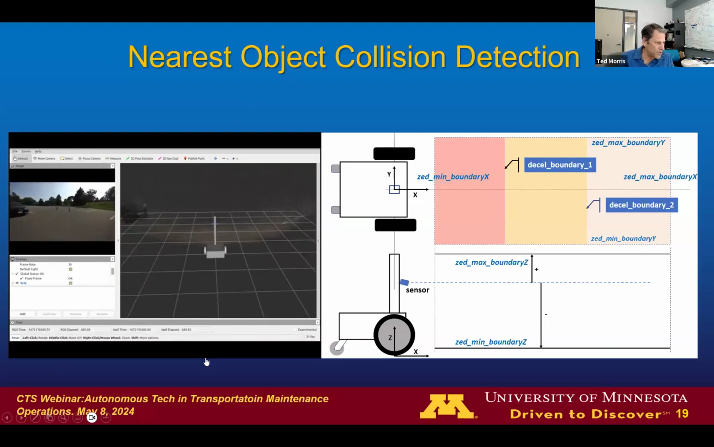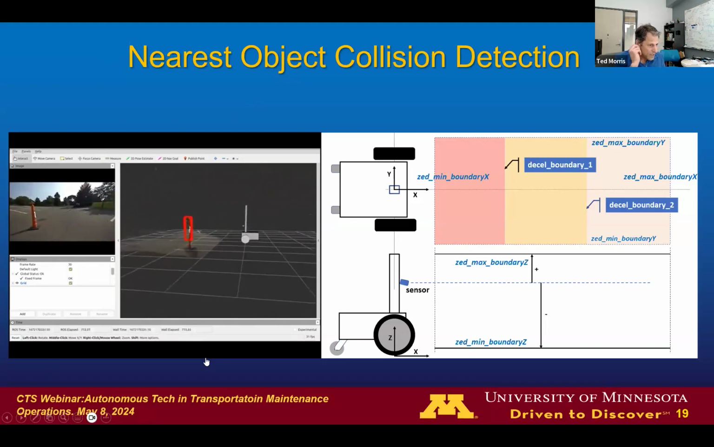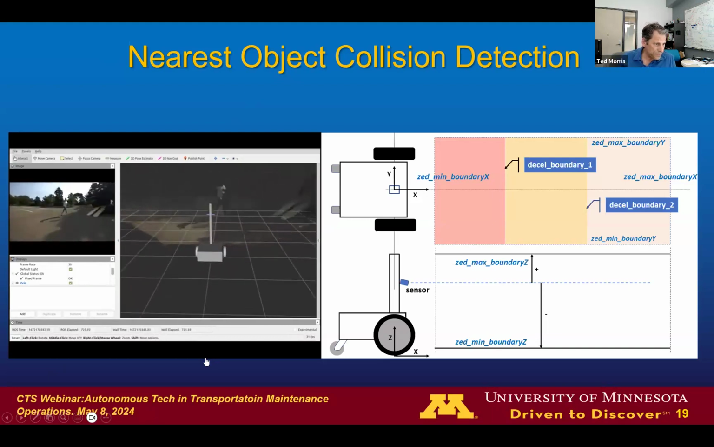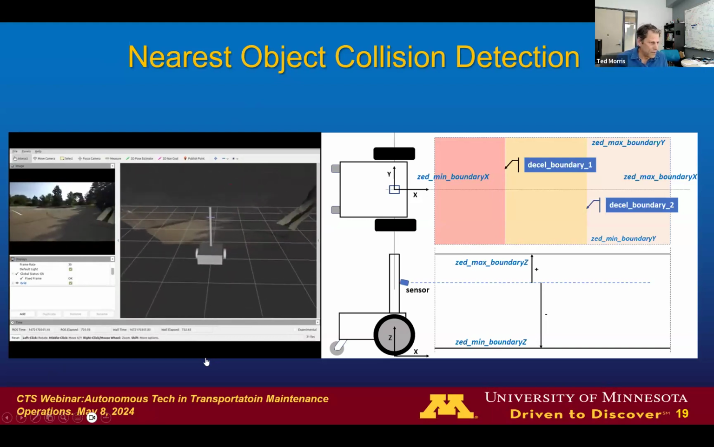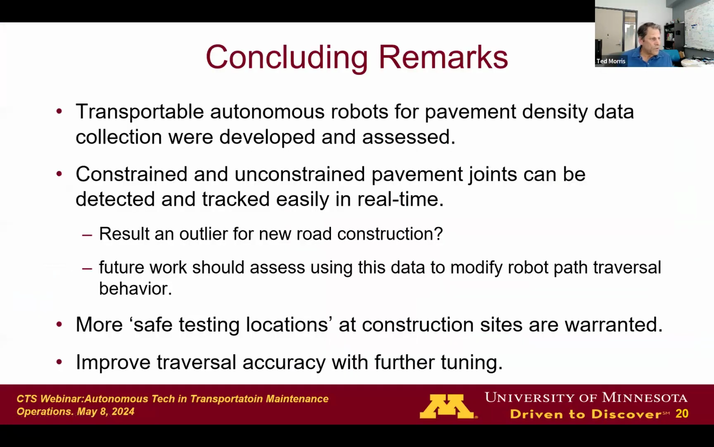Again, there's just more explanation in the report, but this is just the general idea. It turned out the best sensor in our case, with the hardware we had, was a Z camera, and extracting the perceptual data from that. So just a few concluding remarks. We at least developed a couple of robots. There's actually two of them to be able to test and assess this type of method.